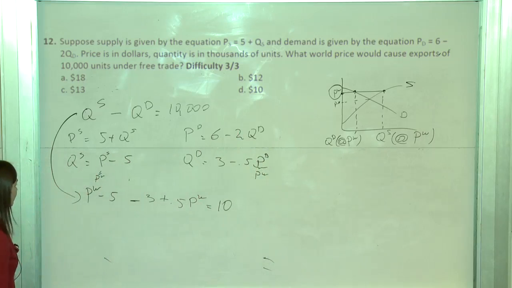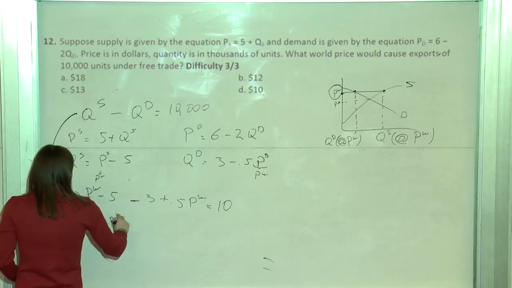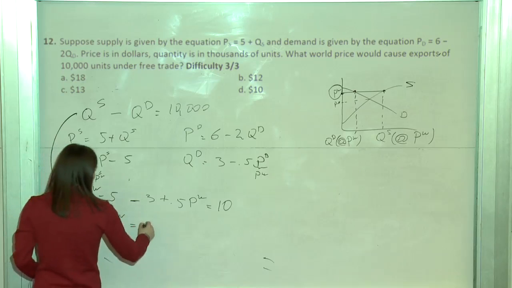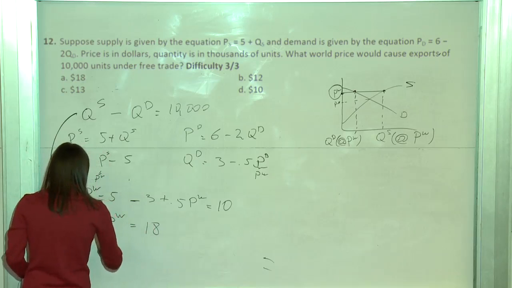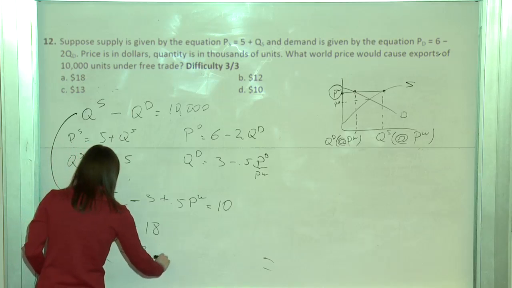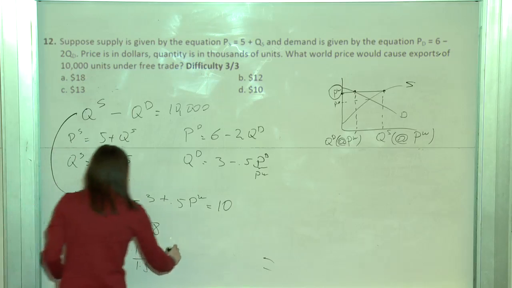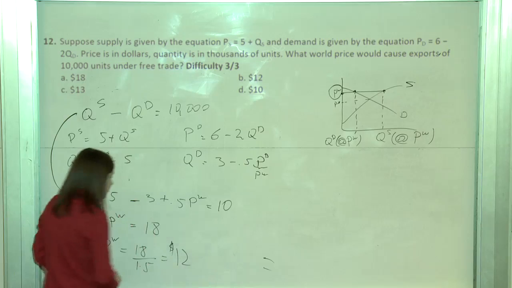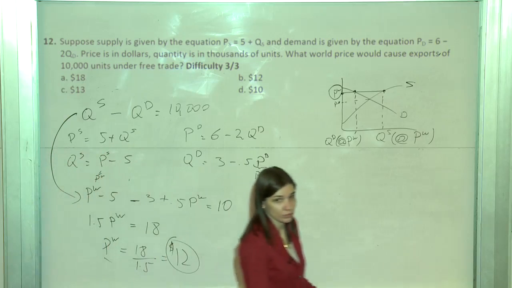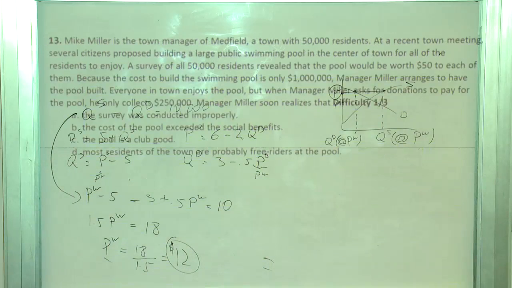All right, so it's 1.5 times the price equals, what is it, 18? So the world price needs to be 18 divided by 1.5, and that's 12, right? Yeah. Okay, so at a world price of $12, I'm going to have exports of 10,000 units. That's B.